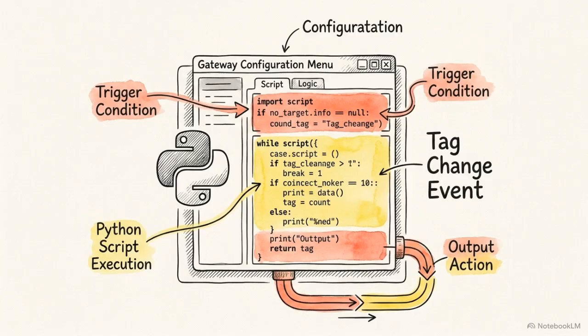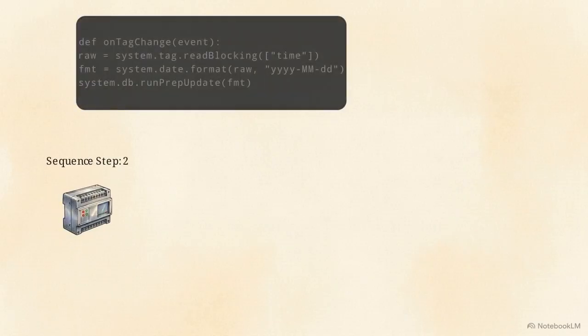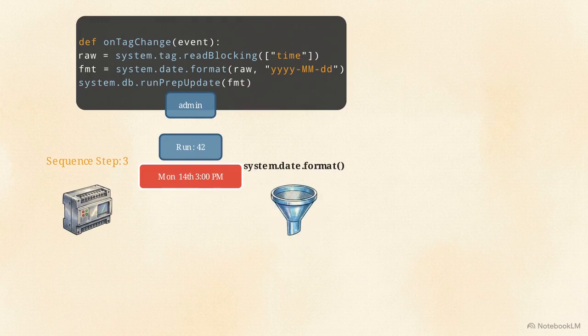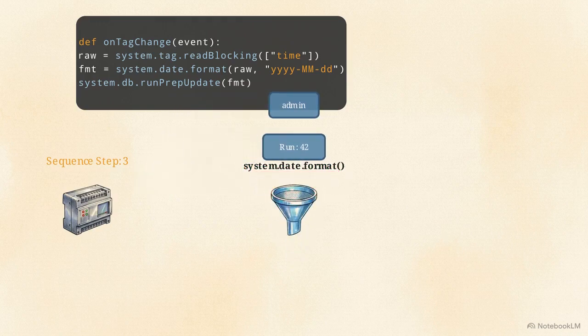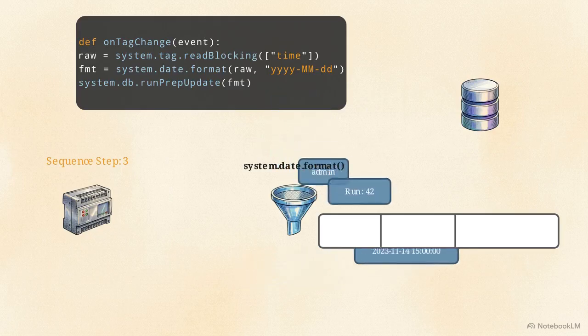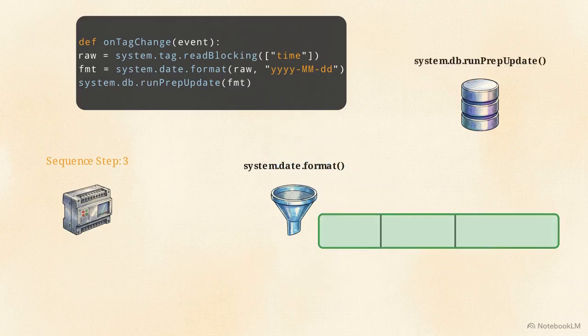We then write a gateway tag change script using Python. This code sits dormant and only triggers the exact millisecond a specific machine sequence shifts its state. Notice this filtering process. SQL databases have rigid formatting rules. You must write a script command to manually format the raw system date into uniform year, month, day structures before sending it, or the database will throw an error and reject the entry.